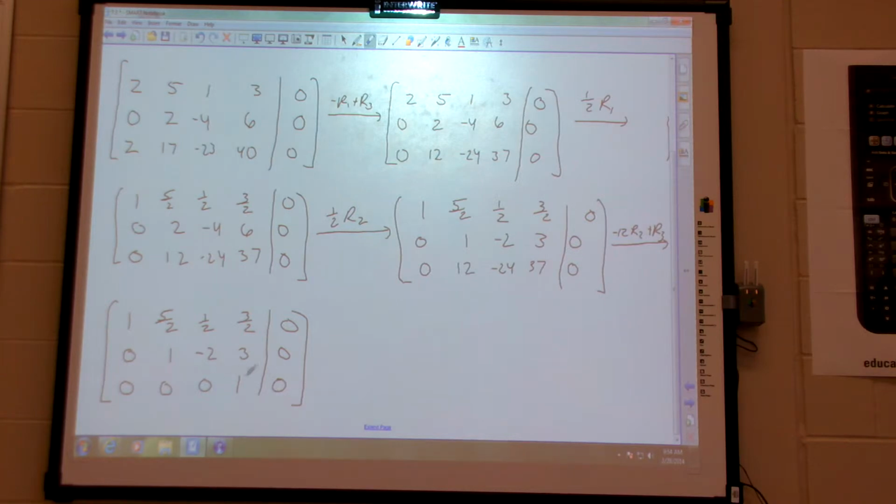This is not a no solution case. That says W equals 0, which is perfectly okay, right? Yeah. If it said 0 equals 1, that's a problem. Okay, so let's work on that. So let's go negative 5 halves R2 plus R1.